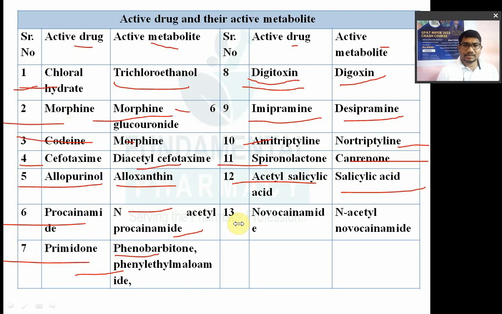Next is procaine amide. Procaine amide is a local anesthetic. It is converted into the active metabolite known as N-acetyl procaine amide. So these are the different active drugs and their active metabolites.